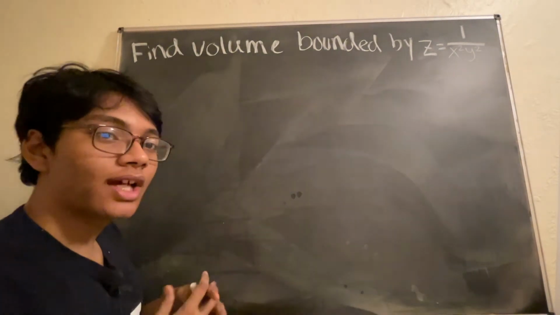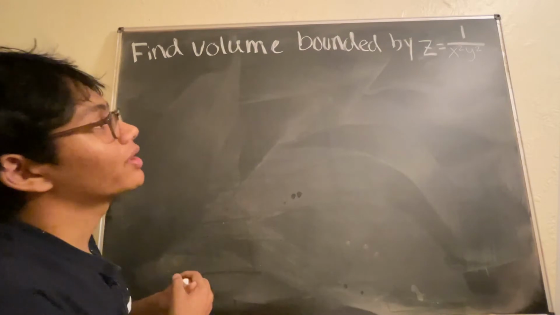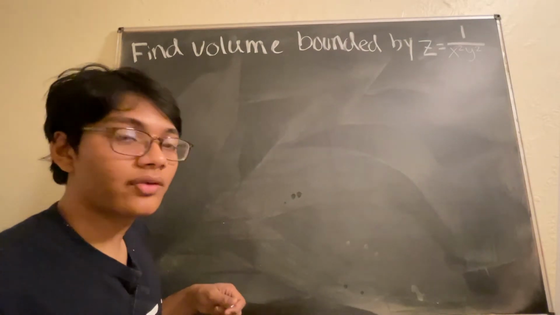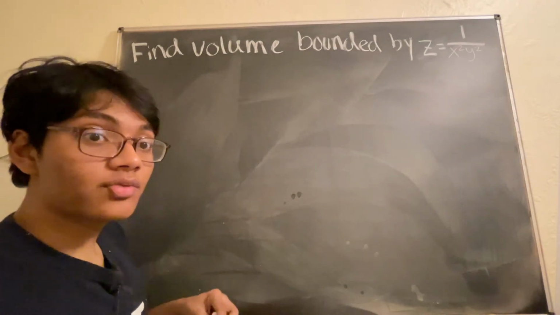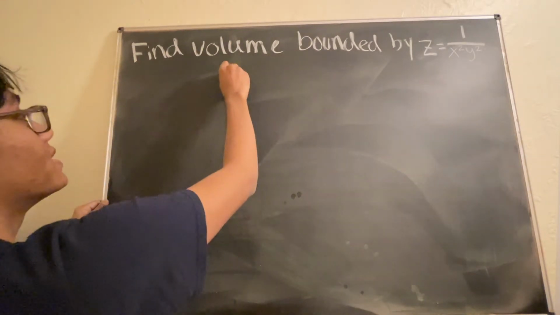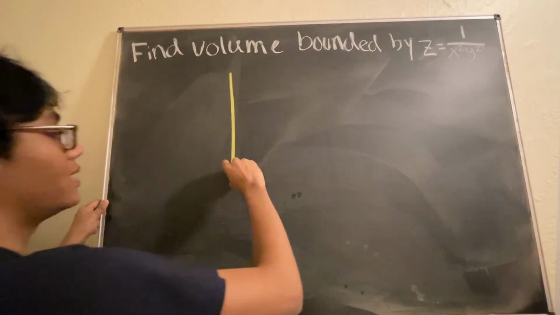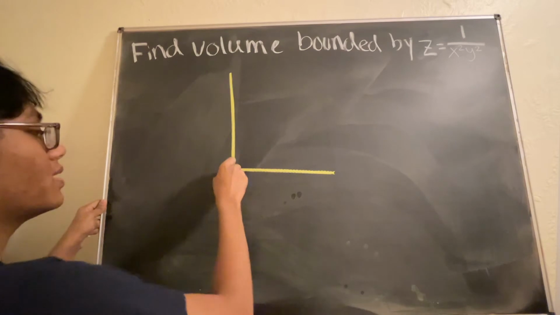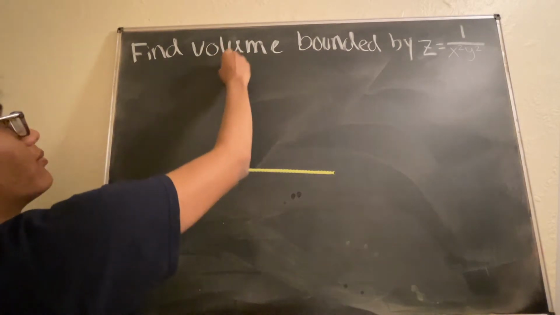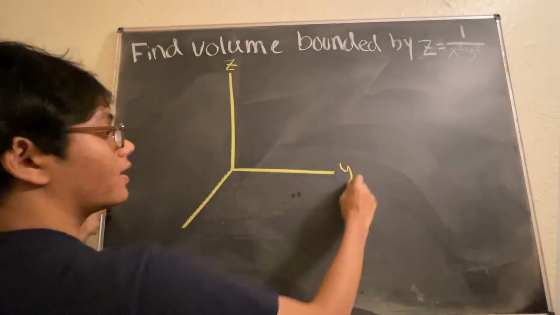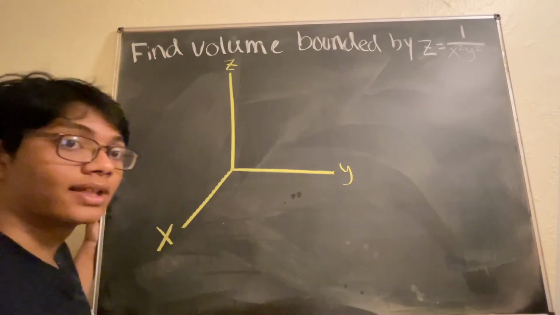Here's the problem we got for today. Find the volume bounded by z equals 1 over x squared y squared. So here's what we have to do. We start with the z, x, and y plane. There's z, there's y, and here's x. Label them up, z, y, x, and we're ready to get started.